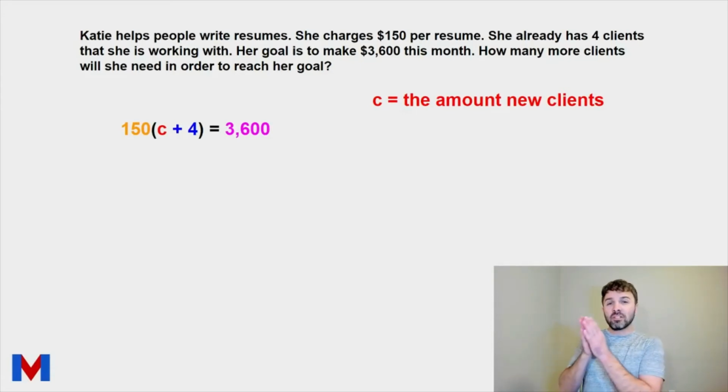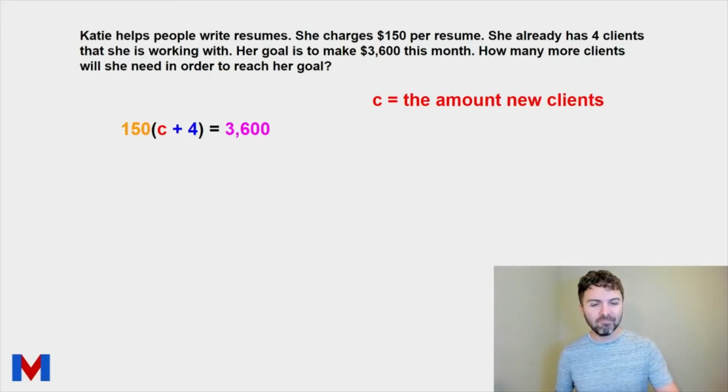But I know that she's charging $150 per resume. So 150 times, and then inside the parentheses are the amount of resumes that she's working with, or the clients that she's working with to create resumes. We have the amount that she needs to make, plus the 4 that she already has. You could have written this as 4 plus C. That works too. Doesn't really matter.